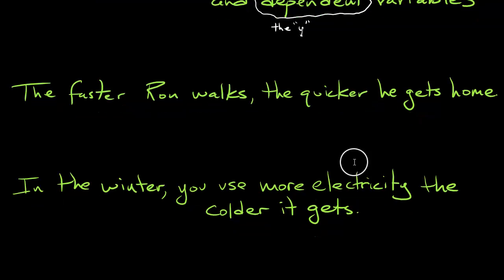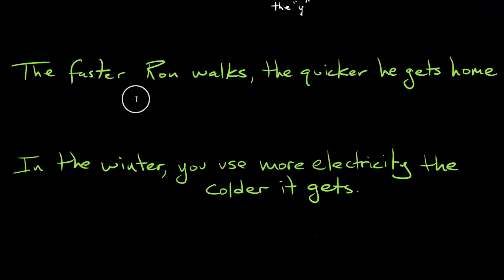All right, so here's kind of what we're supposed to do. We're supposed to look at situations and then figure out which one depends on the other one. So it says the faster Ron walks, the quicker he gets home. Okay, so here's my two situations. I've got Ron's speed and the time it takes him to get home.